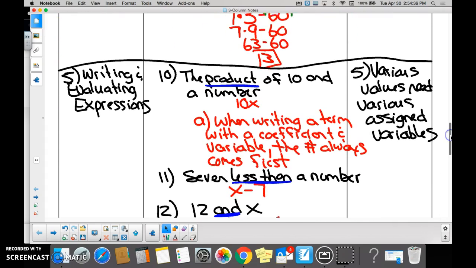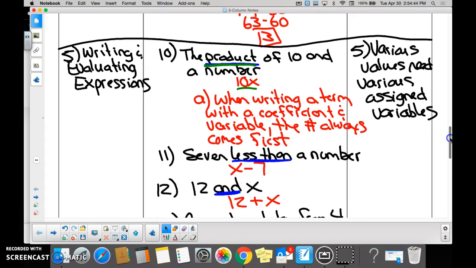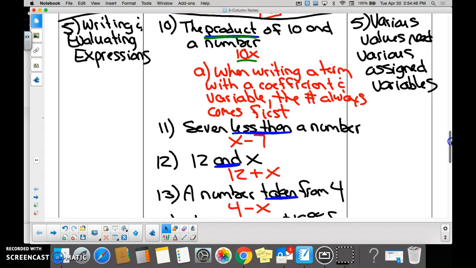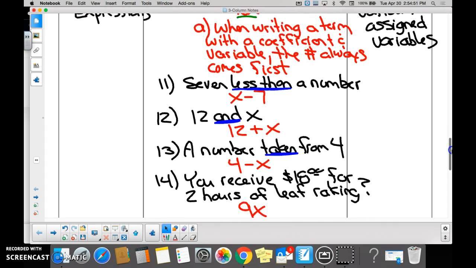The product of 10 and a number. There's a key word in here. Product means what? Multiplication. Multiplication, 10x. When you are writing coefficients and variables, what goes first, the coefficient or the variable? Coefficient.